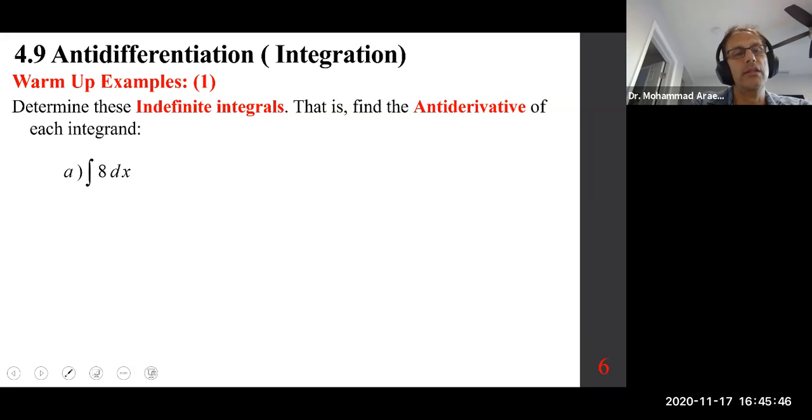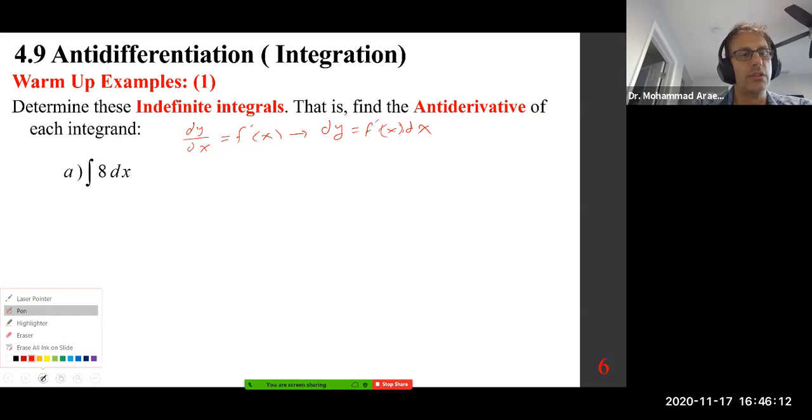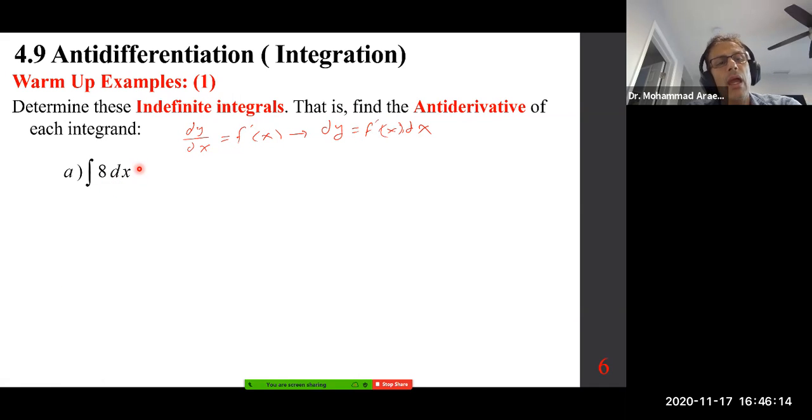The integral of 8 dx, again, I can't emphasize this enough, dx. Let me write this one and remind you that dy/dx equals f prime of x. We had this, everybody remembers that. And then we would use dy as f prime dx. So that's the same dx, and that shows you what the independent variable is. And so we are thinking of a function whose derivative is 8. Obviously, the answer is 8x plus a constant.